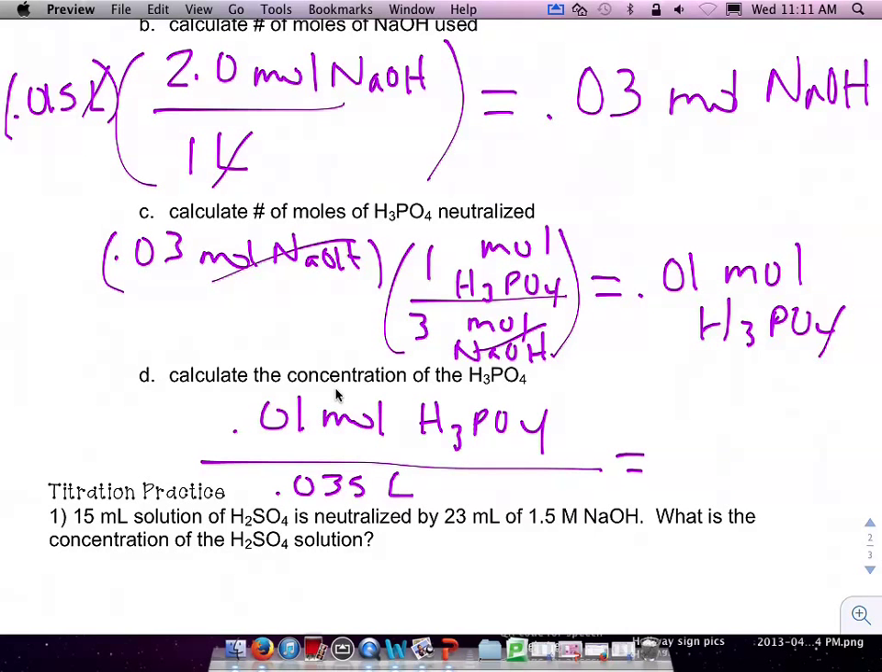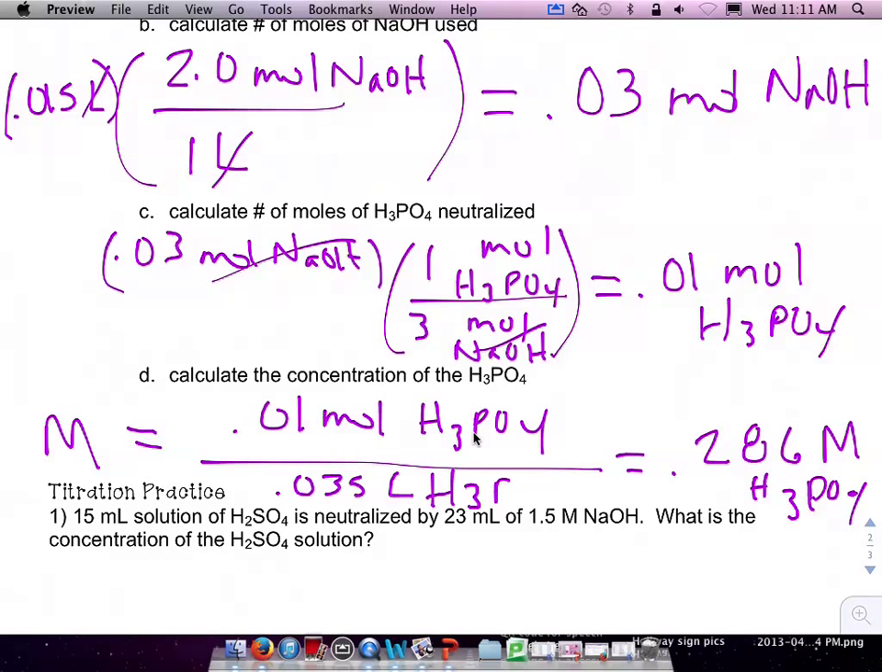That equals, let me grab my calculator. Now you're just doing a division problem because this is molarity. Concentration means molarity. So 0.01 divided by 0.035 equals 0.286 molarity of H3PO4. Remember, what I was looking for was concentration. Concentration is molarity. Molarity is moles per liter, but they both have to be of our acid. So make sure that you use the correct thing here: H3PO4 liters, just like we used the NaOH up here.